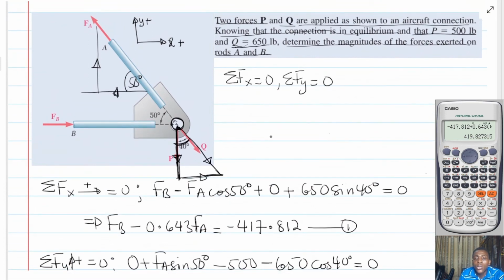So the concept here is that whenever a particle is in equilibrium, the whole of these forces are acting at this point. We're assuming that everything here is acting on this particle, and that is the aircraft connection. So for equilibrium of such a particle, the summation of force in the x direction is 0, the summation of force in the y direction is 0, and then you solve for the unknowns.